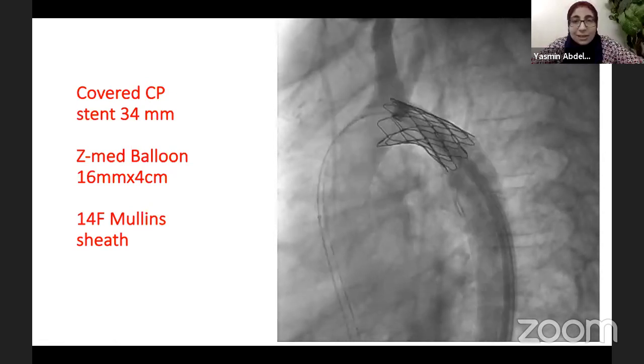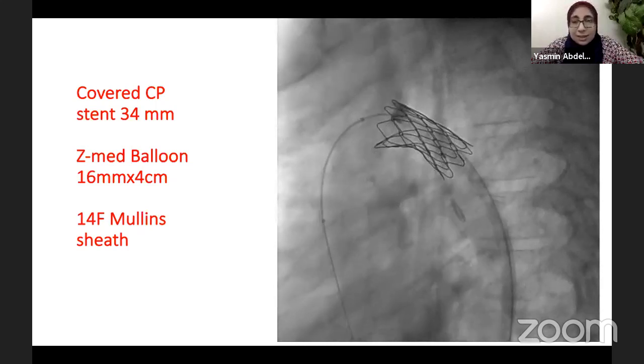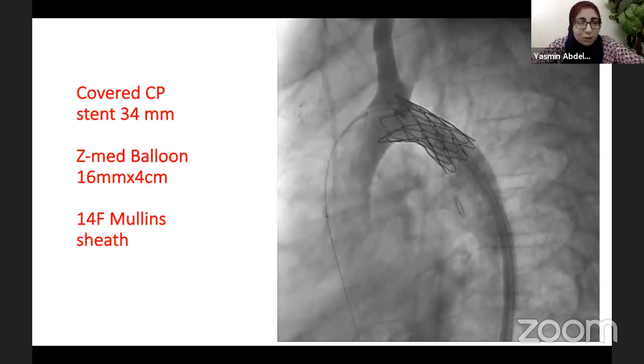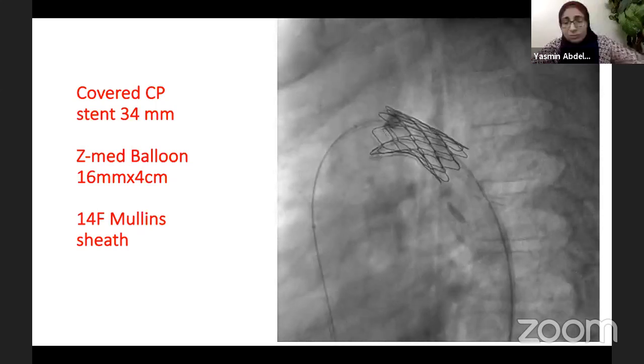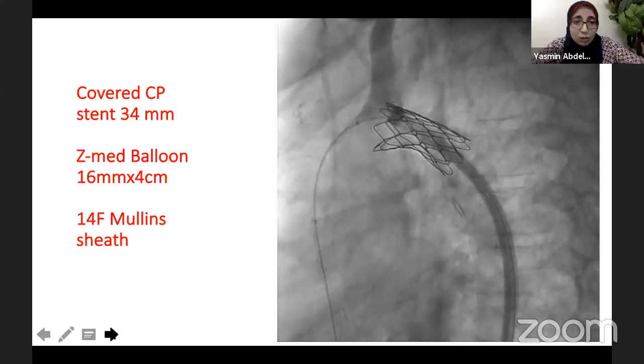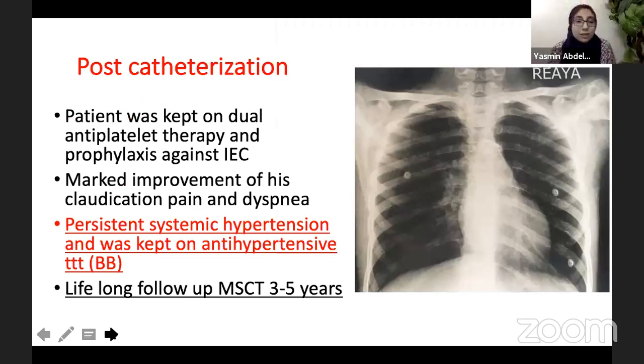Fortunately, the patient had a pressure gradient across his stent of about 5 millimeters of mercury, which is a very good result. And I want now to discuss the post-catheterization care of such patients. He was kept on dual antiplatelet therapy, and of course, prophylaxis against infective endocarditis. He had marked improvement of his symptoms, but he had persistent systemic hypertension, and he was kept on antihypertensive treatment in the form of a beta blocker, which is the best antihypertensive for cases of aortic coarctation.